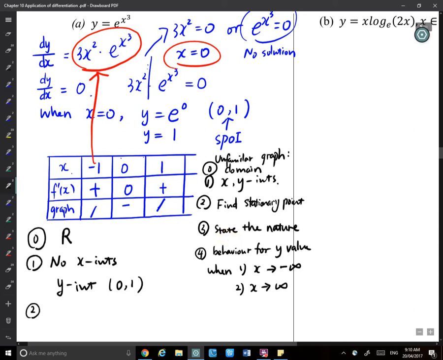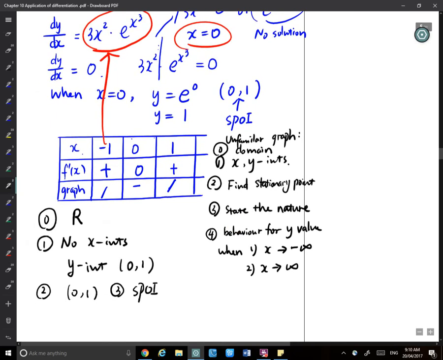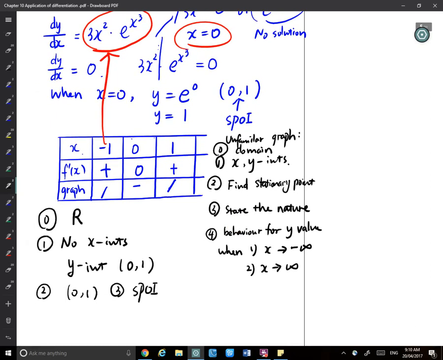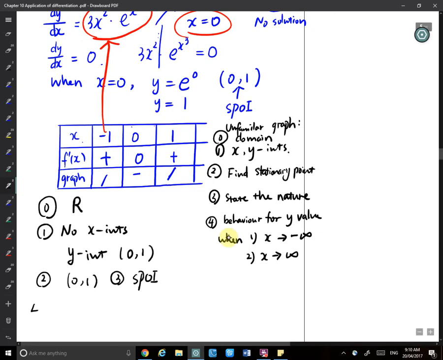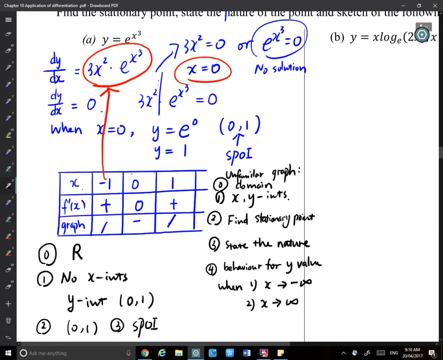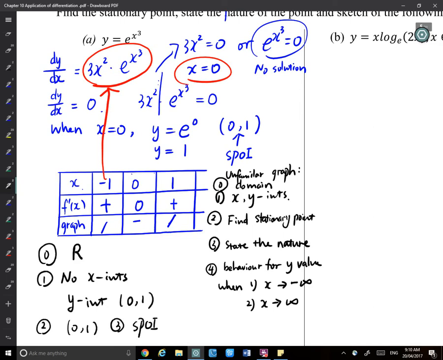Number 2, find the stationary points. The stationary point is (0, 1) already. And number 3, state the nature. The nature is stationary point of inflection already. We worked out all of that. Number 4 is the most important step. Think about the behavior. Let's say when x approaches infinity, what y value will it approach? Think about if x gets really, really big, what y value will it be? Infinity. It will get really big as well.